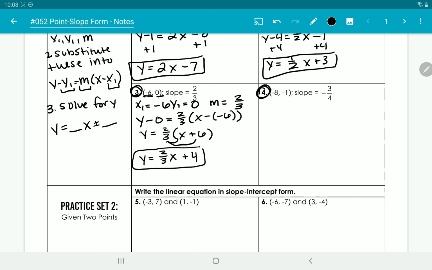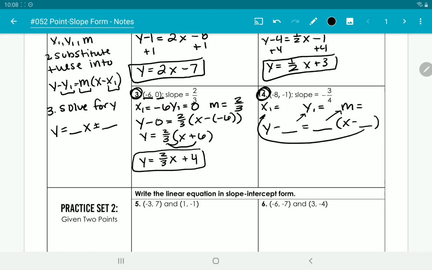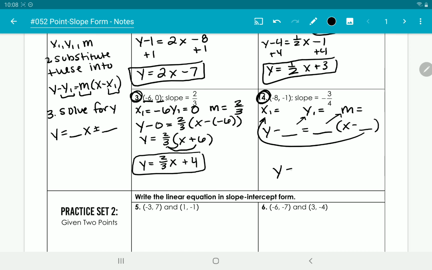I'm not going to give you the answer, okay? But you do know that once you've done it, you've determined what x1 is, y1, and m. You're going to do y minus y1 equals m times x minus, and then whatever this x1 is. Then once you're done with that, you're going to solve for y so that you have y equals something times x, and then plus or minus. That's what that means. It could be plus, it could be a minus sign, some other number. Okay, so we're going to pause and try number 4 before we go to practice set number 2.